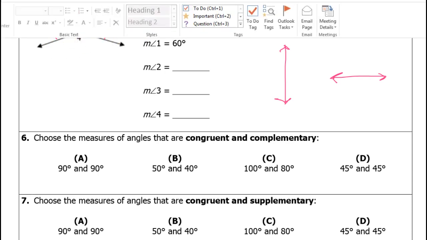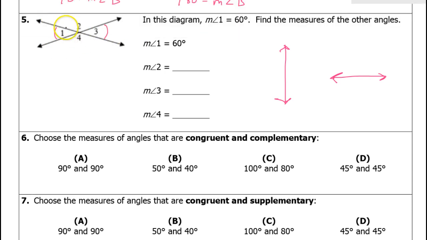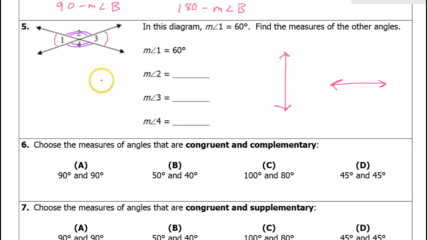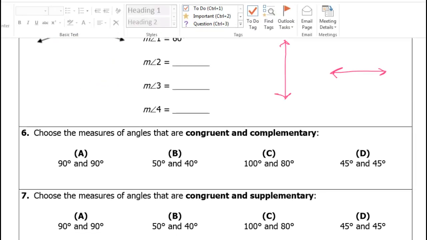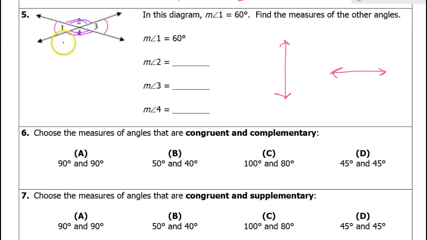And let's see, I'm going to just choose a different color real quick. So like angle 2 and angle 4, that's another pair of vertical angles. Vertical angles are equal. That's the vertical angle theorem. So if the measure of angle 1 is 60 degrees, then the measure of angle 3 is also going to be 60 degrees, because they are vertical angles. So I can go ahead and fill that in right now.